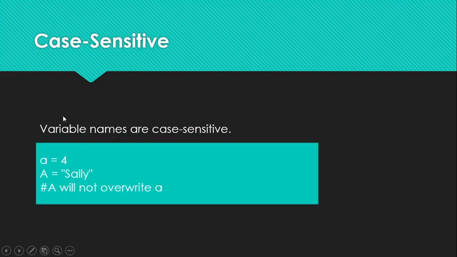Now, variable names are case sensitive. As you can see, lowercase a is equal to 4, and uppercase A is equal to Sally. Uppercase A will not overwrite lowercase a.